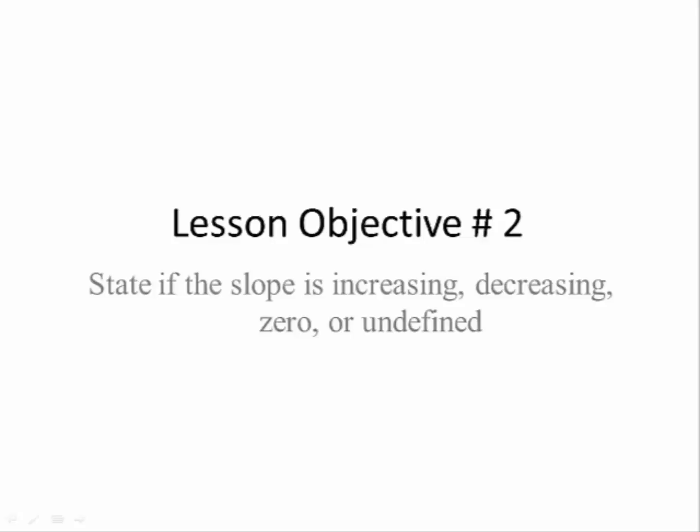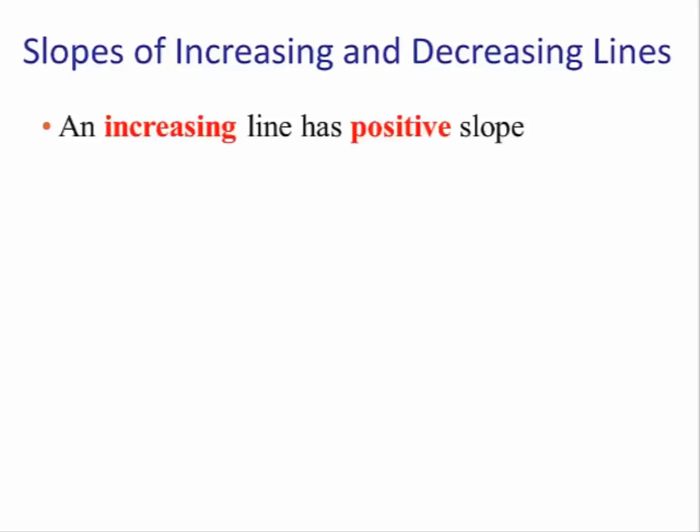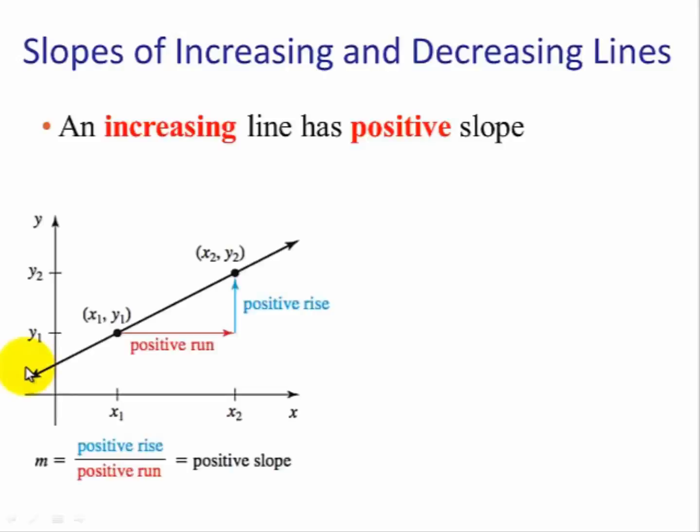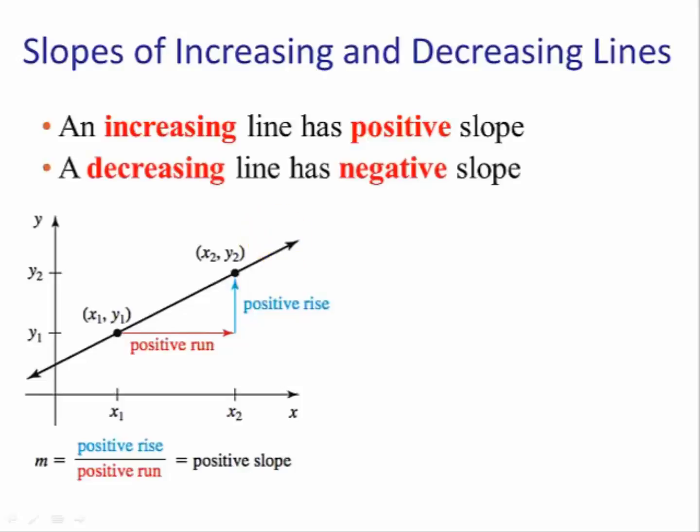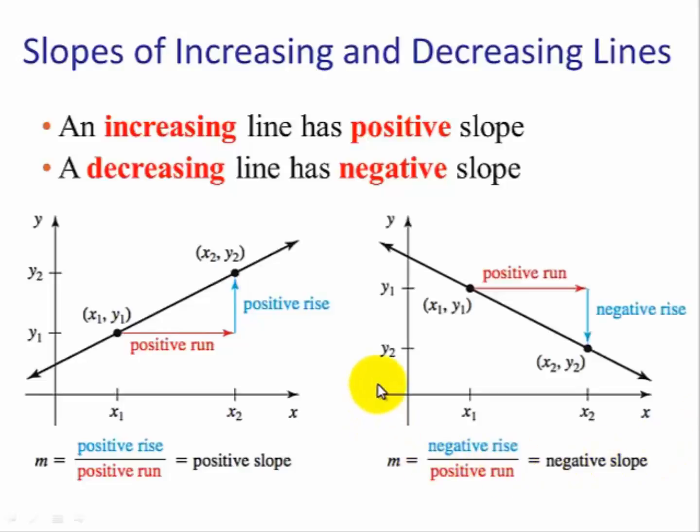Lesson objective number 2. Slopes of increasing and decreasing lines. An increasing line has a positive slope. If we look at the graph from left to right, like we're reading a sentence, if the graph is increasing, going uphill, we have a positive slope. A decreasing line has a negative slope. As we read the graph from left to right, this is going downhill. This has a negative slope, as this is a decreasing line.